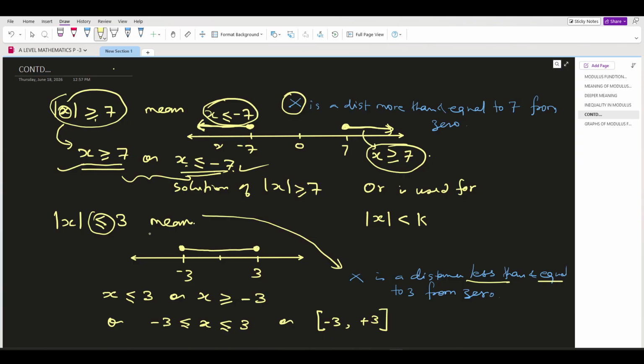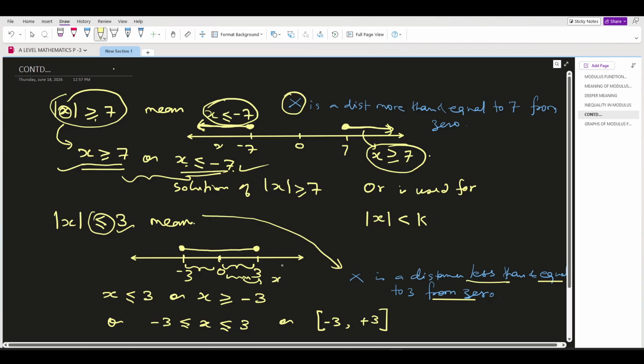Okay, and how much distance? This distance 3. From where? From 0. So this is my 0 on the number line. This is representing distance less than 3 including 3. Okay, less than 3 and 3 also. And this is also distance which is at 3 units from 0. Okay, so my answer or the solution for this inequality, modulus of x less than equal to 3, I can write this way. X less than equal to 3, that is this portion.